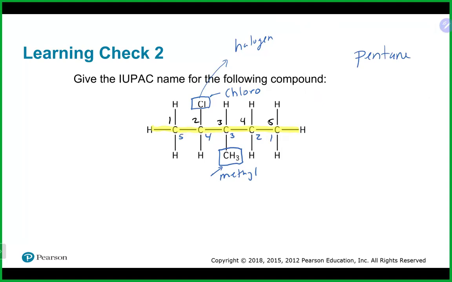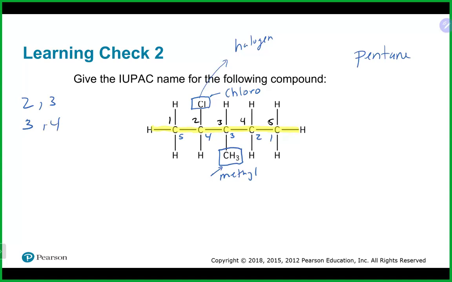So the goal here, again, when we're numbering, is to get the smallest numbers. If I go left to right, the black numbering there, I would have groups at carbon number 2 and carbon number 3. If I go right to left in the blue numbering, I would have a group at carbon number 3 and a group at carbon number 4. It is, again, as simple as which one is the lower number.